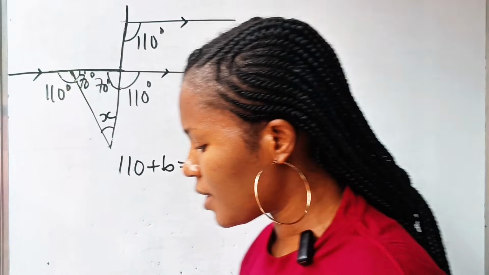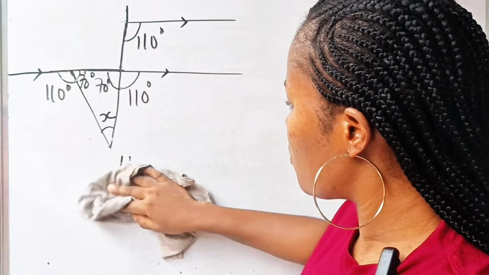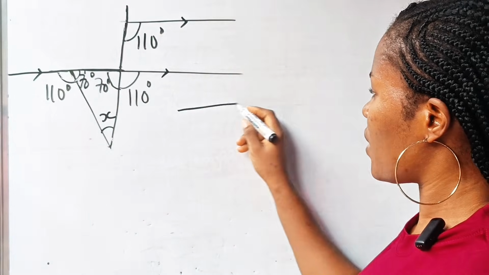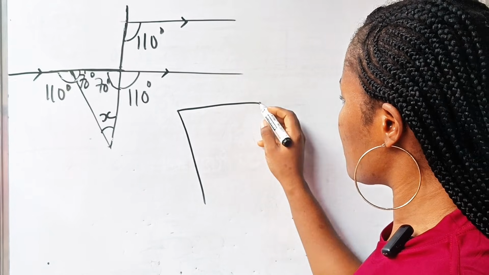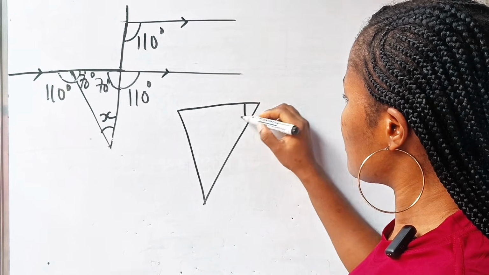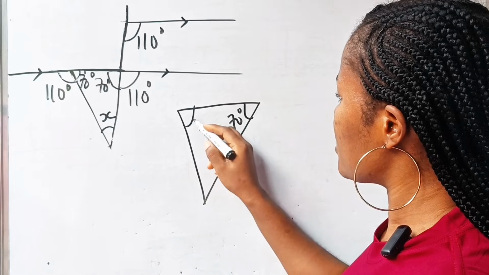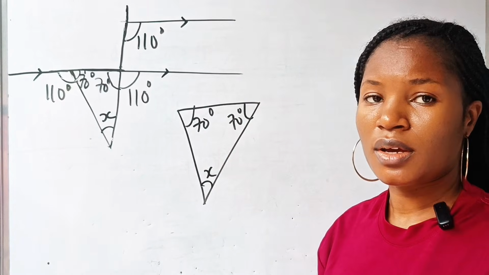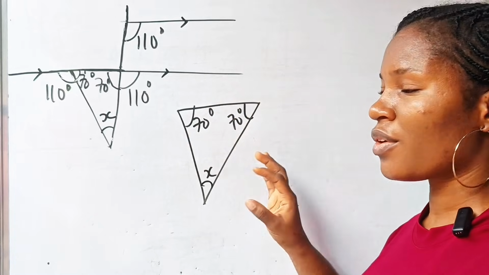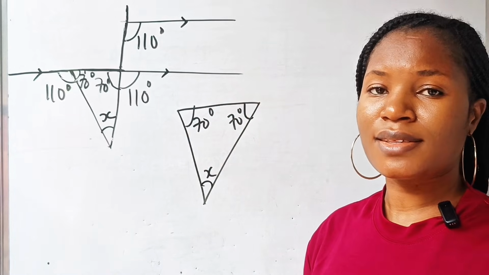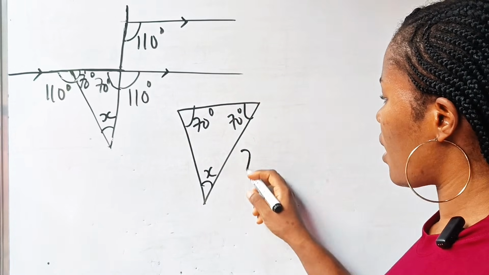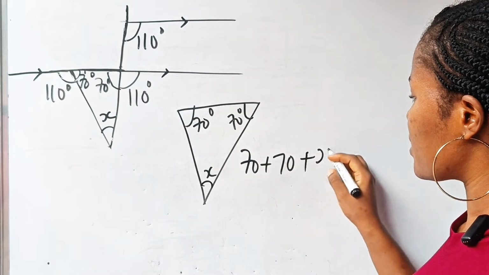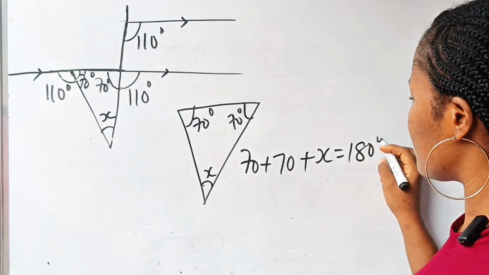So now you can see that we have a triangle formed. The triangle formed is this. We have this, we have this, and we have this. This is 70 degrees, this is 70 degrees, and this is x that we are looking for. So the sum of angle in a triangle is 180 degrees. So we will have 70 plus 70 plus x is 180 degrees.